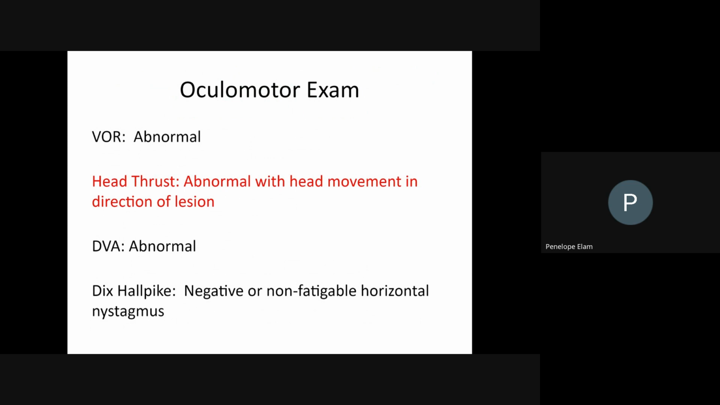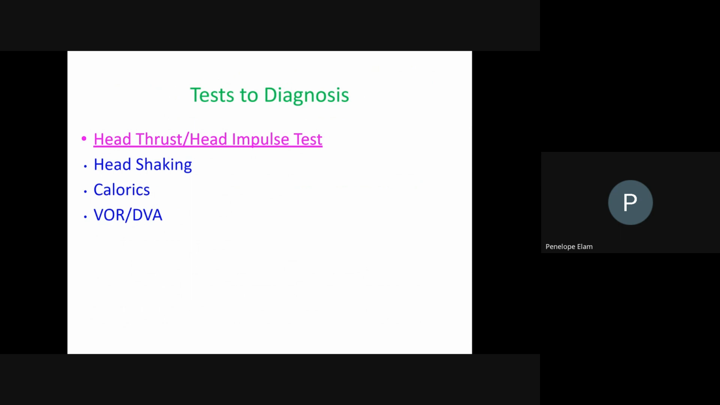When we go into the Dix-Hallpike, it is going to be negative, or this is when you might see that non-fatigable horizontal nystagmus. Okay, so in that really acute phase, you could see that, but it's horizontal. It's not going to be upbeating or downbeating, which would give you that cue that that's not really an anterior or posterior canal issue if we see that type of nystagmus when we drop them back in the Dix-Hallpike.